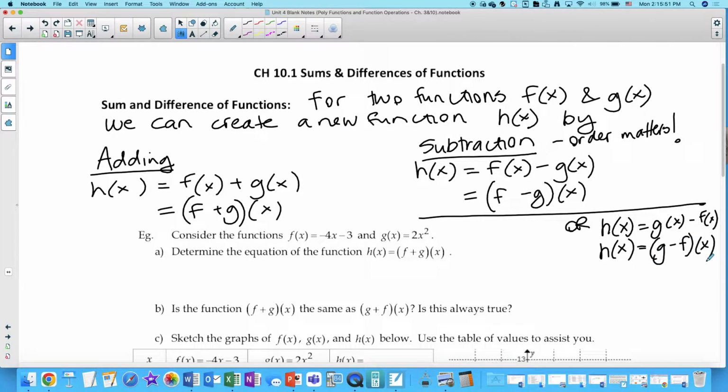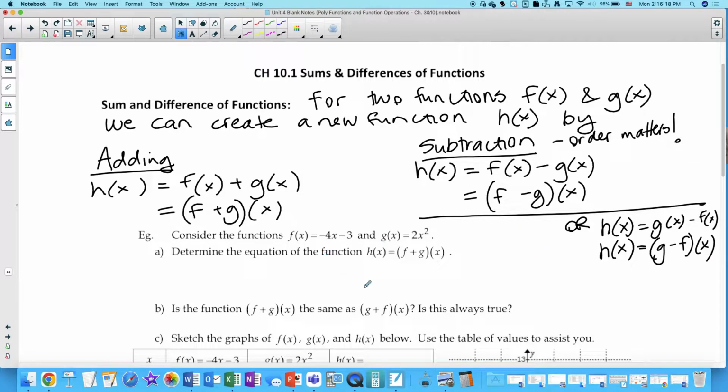Okay, so some of the things that we're going to be looking at today is how do we do this? How do we write an equation for a sum or difference function? Graphically, what happens, right? How do we look at the graph of two functions and come up with a sum or difference function? And then also, what happens with things like the domain and range? Okay, that sort of thing.